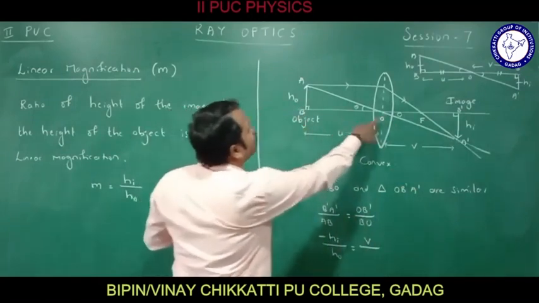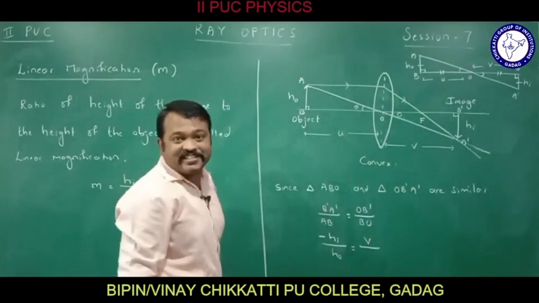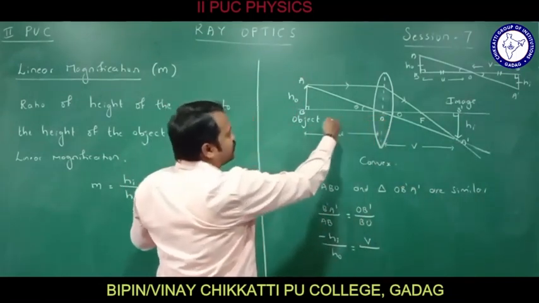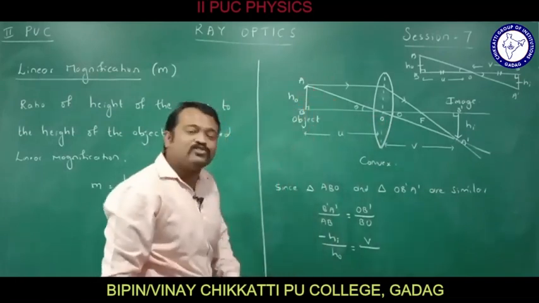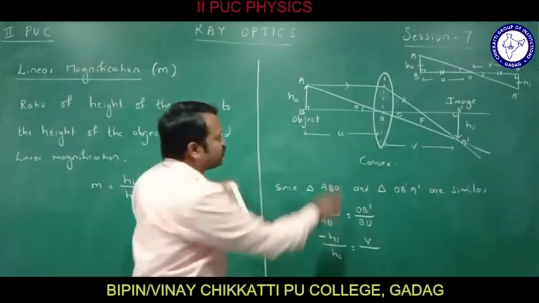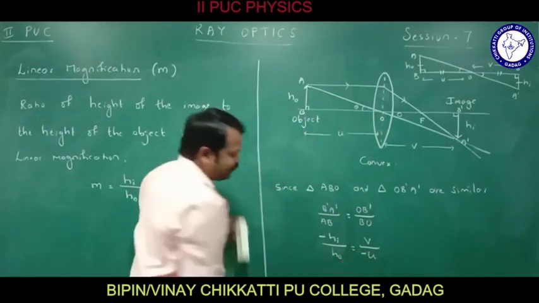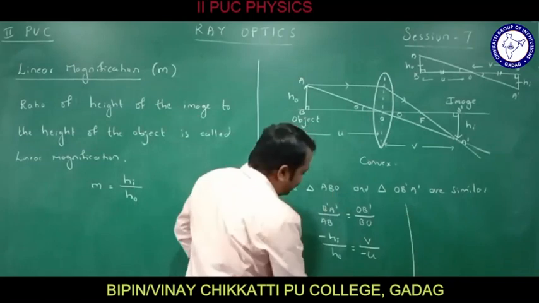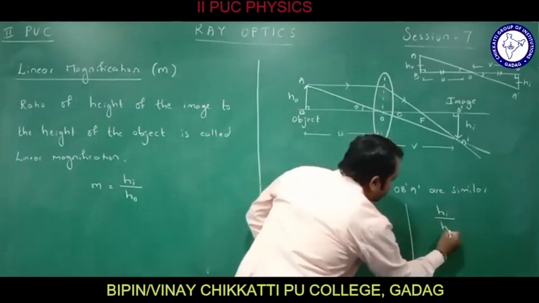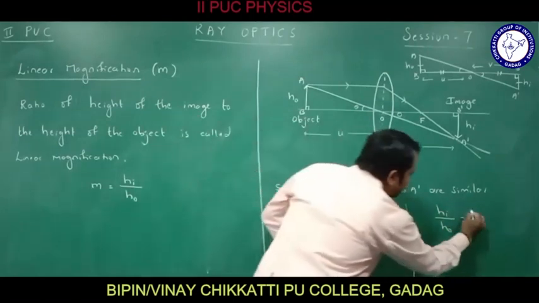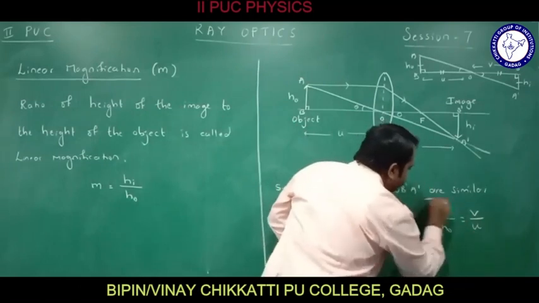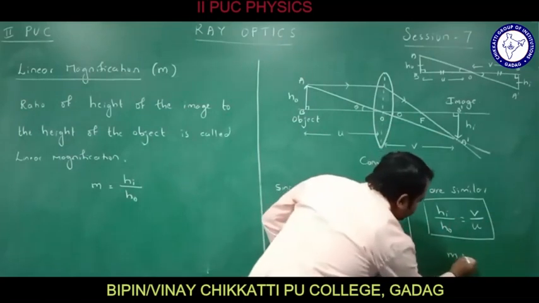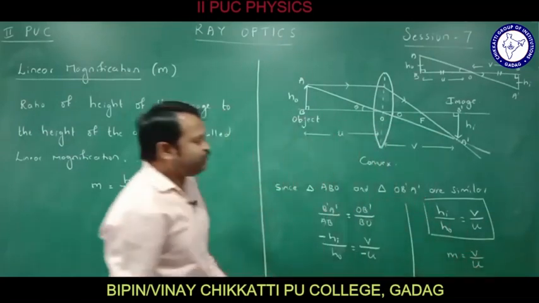What is BO? Distances are measured from the optic center, so I need to take the distance from here to B. I am moving in the direction opposite to the incident ray, so I take it as negative, that is minus U. So this minus gets cancelled. What do I get? HI divided by HO equals V divided by U. Remember, HI divided by HO is nothing but magnification, which is V divided by U.